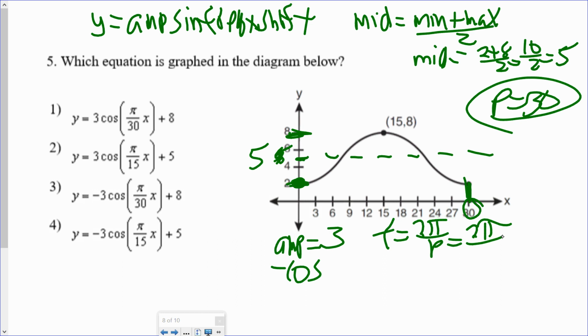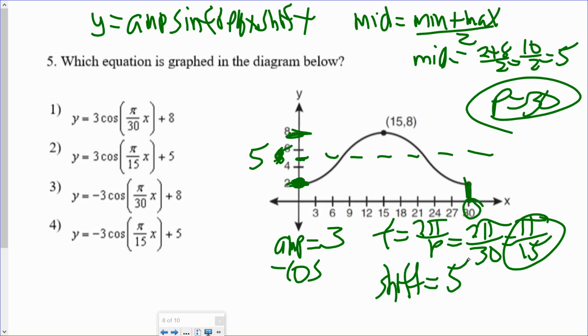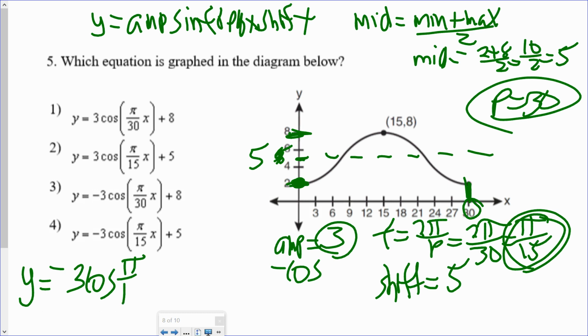So frequency is 2 pi over 30. That reduces to pi over 15. My shift, again, I already found that. My shift is my midline. It's 5. So now we're going to put it all together. Y equals amp 3. Negative cosine. The negative comes in front. Freq x shift. My answer is choice 4.